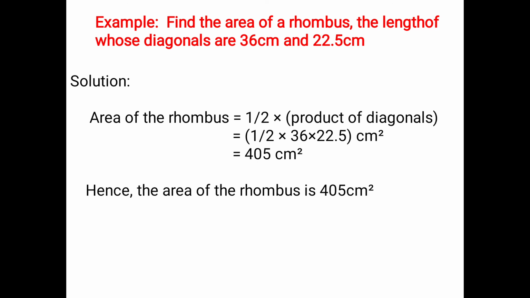If you cancel this 2 and this 36, in the 2 table, 2 ones are 2, and in 36 it's how many times? It's 18 times, right? So 18 into 22.5, which is 405 centimeter square. Hence the area of the rhombus is 405 centimeter square.